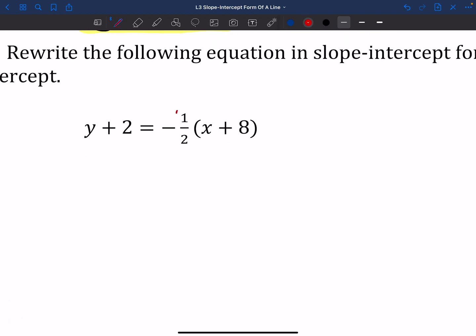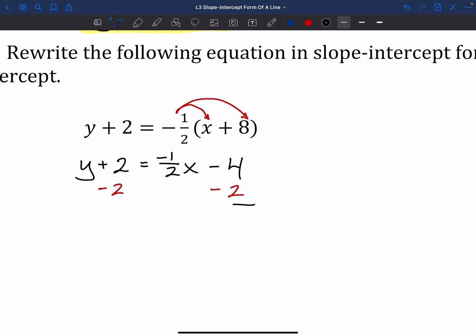I'm going to take this negative 1/2 and I'm going to distribute it into those parentheses. So I've still got y plus 2. Over on the other side, we have negative 1/2 times x, which is just negative 1/2 x, and then negative 1/2 times positive 8 will bring me down to negative 4. Okay, cool. So parentheses are gone. After that, I just want to get that y by itself.